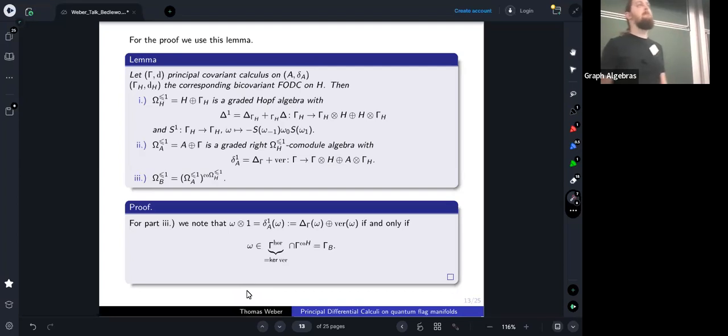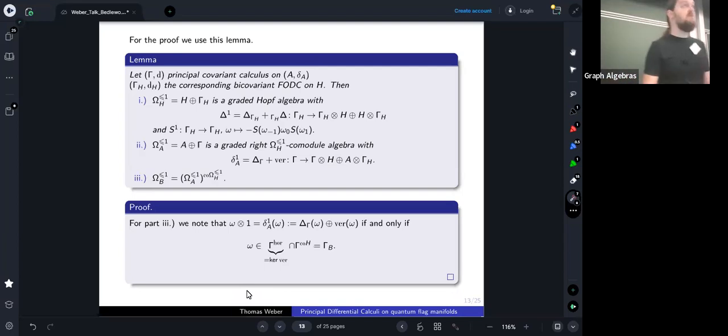But my question is, what coacts on it? The Hopf algebra that coacts is this one here, a direct sum. And the one below, A plus gamma, is the comodule. In which sense is it a graded Hopf algebra?